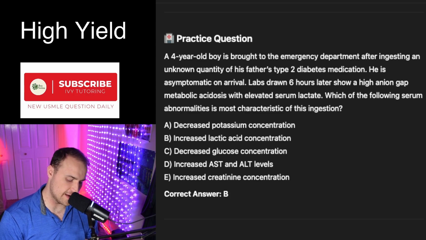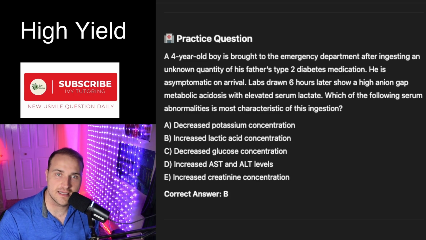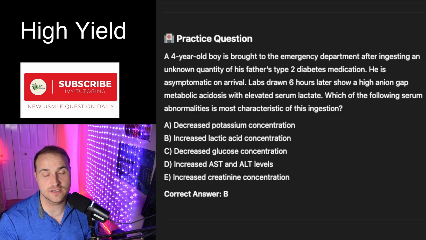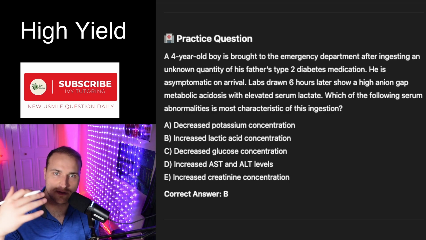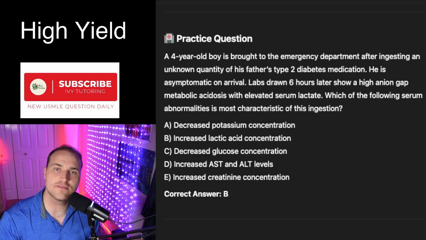What about increased creatinine? That's seen in acute kidney injury. While renal dysfunction increases the risk, it's not the primary abnormality from the ingestion. So yeah, diabetes drugs like metformin can lead to a life-threatening acid pileup. Metformin works by reducing glucose production in the liver and increasing the body's sensitivity to insulin, so it normally helps with blood sugar safely. But in overdose it blocks mitochondrial respiration and prevents the liver from using lactate for gluconeogenesis. And so lactate will pile up in the blood and cause a dangerous high anion gap metabolic acidosis.